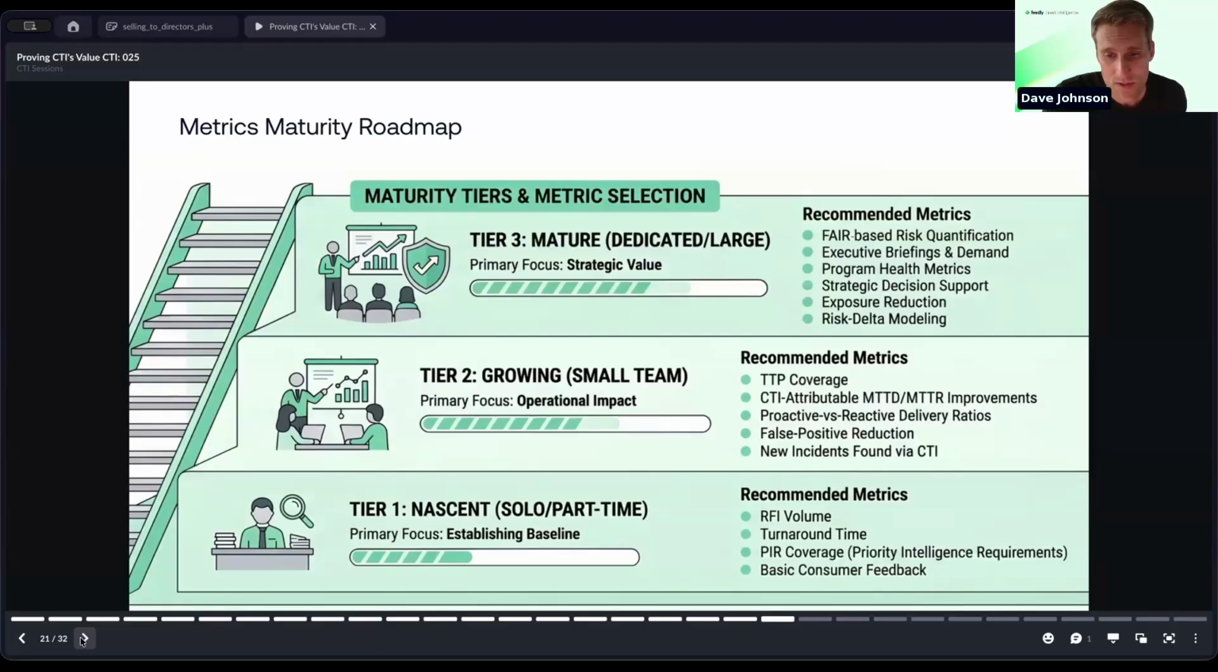So RFI volume is a good one. That's still an outcome-focused metric. Turnaround time, but obviously counter that with some kind of quality test as well. PIR coverage. If you're establishing a baseline and you're solo and you have PIRs, good on you. That's great. Even just formulating PIRs and making sure what you do maps to them is super important. And then also basic consumer feedback, basic customer feedback. That thumbs up could be more helpful than nothing at all, or just a quick "was this report helpful?" and leave a blank field for them to fill out.